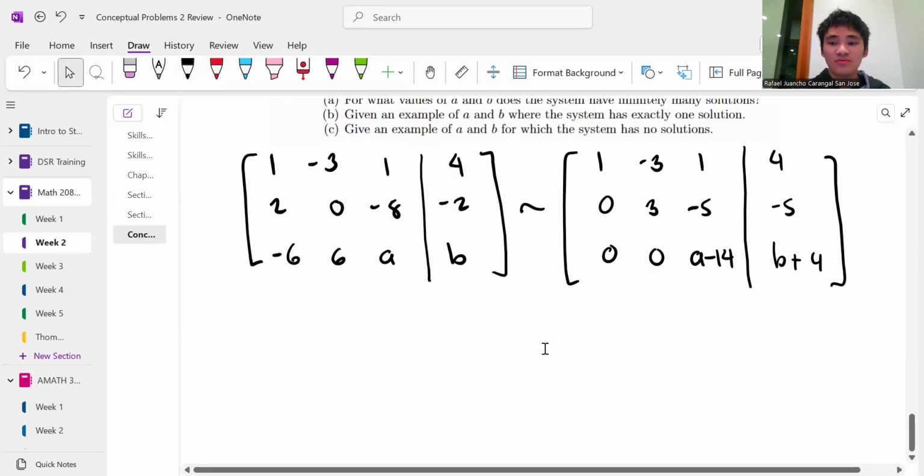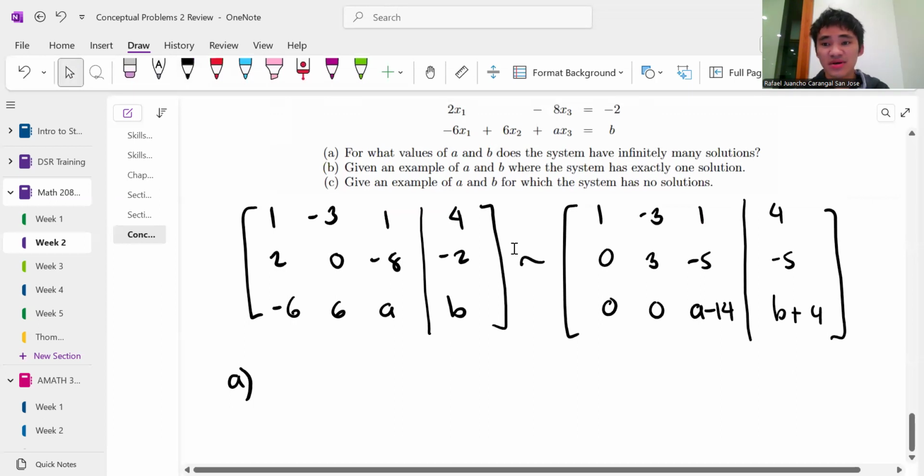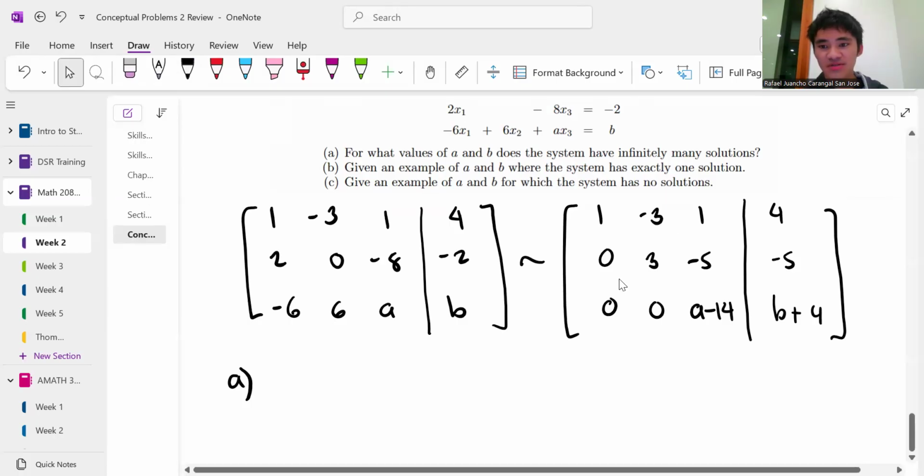Now, let's do A. For what values of A and B does the system have infinitely many solutions? When will it have infinitely many solutions? When one of them is a free variable, right? So when one of them has a free variable, how will that work?